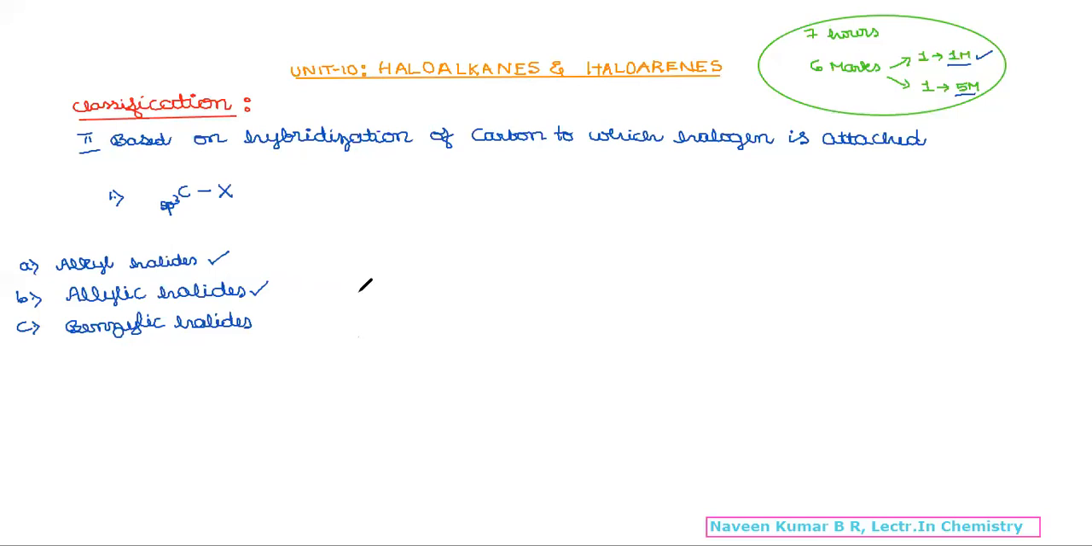Now we'll observe the last type under sp3 hybridized carbon atoms, which is benzylic halides. Here again the halogen atom is attached to an sp3 hybridized carbon atom. The condition to call that a benzylic halide is that this sp3 hybridized carbon atom should be present next to an sp2 hybridized carbon of an aromatic ring.